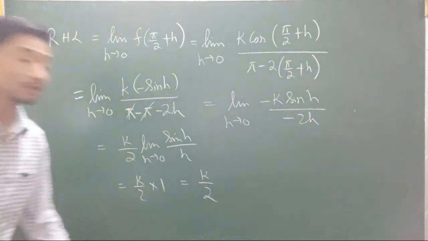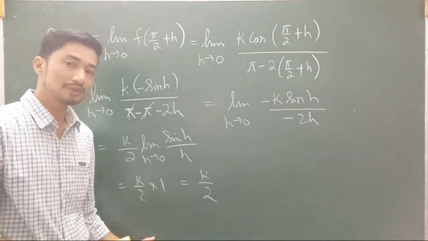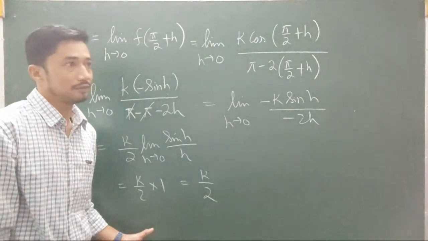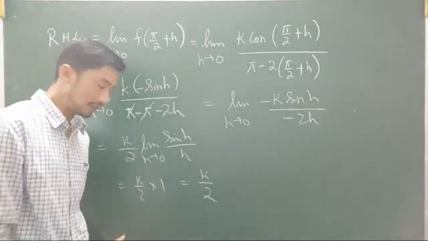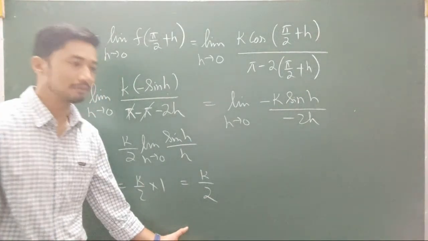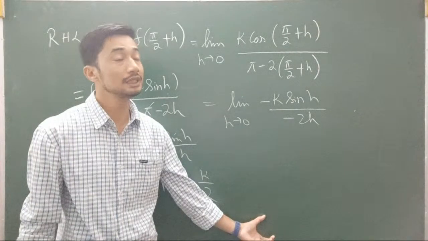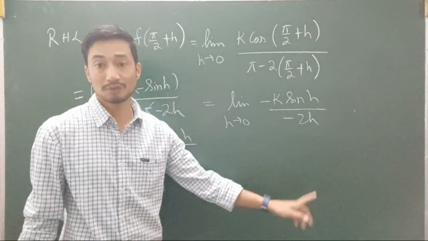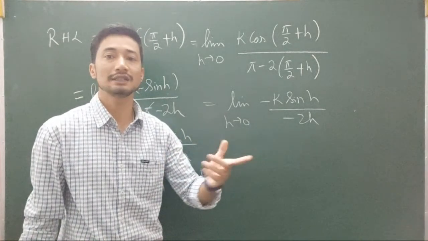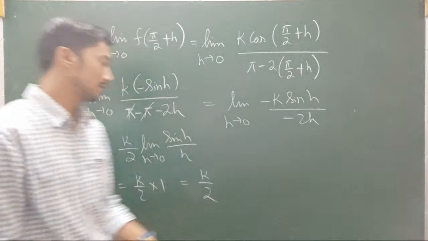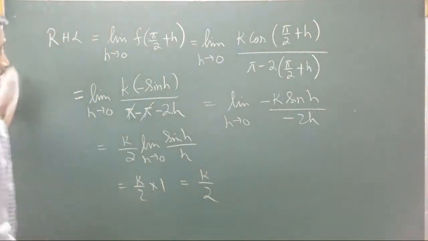So you can go back to equation 1. You can mark that equation which I gave you now, that for a function to be continuous at x equal to pi by 2, the left hand limit is equal to right hand limit is equal to f of pi by 2. You can mark that as equation 1. Got it? Alright, so that is done.